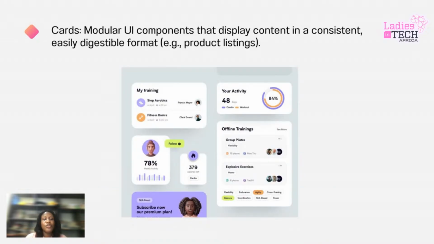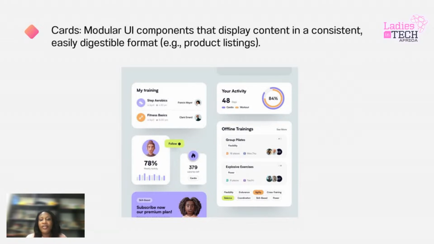So moving on, we have cards. Cards are modular UI components that display content in a consistent and easily digestible format. Mostly, some things you find inside a card are related to the title of the card. So for example, product listings, and even in the picture used, you can see my training. So whatever information I find in that box, I know is for my training.